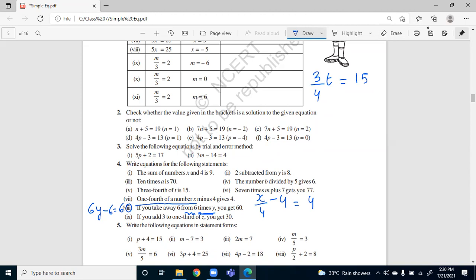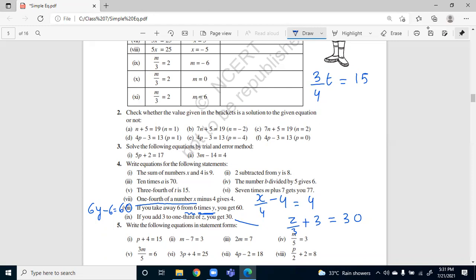If you subtract 6 from 6y, you will get 60. Ma'am, can I tell the answer of ninth? Yes, Samraj. Ma'am, z by 3 plus 3 is equals to 30. Very good. So if you add 3 to 1/3 of z, so what is 1/3 of z? Z by 3. If you add 3 to z by 3, you will get 30.